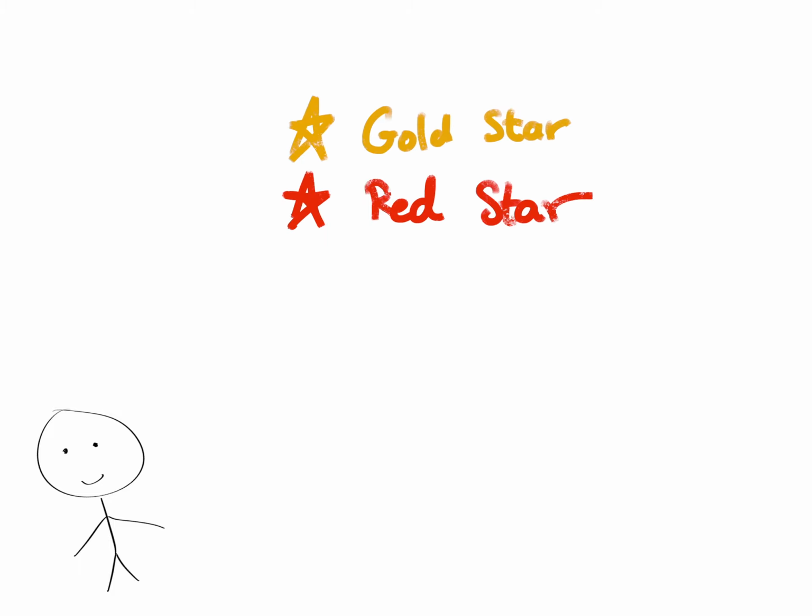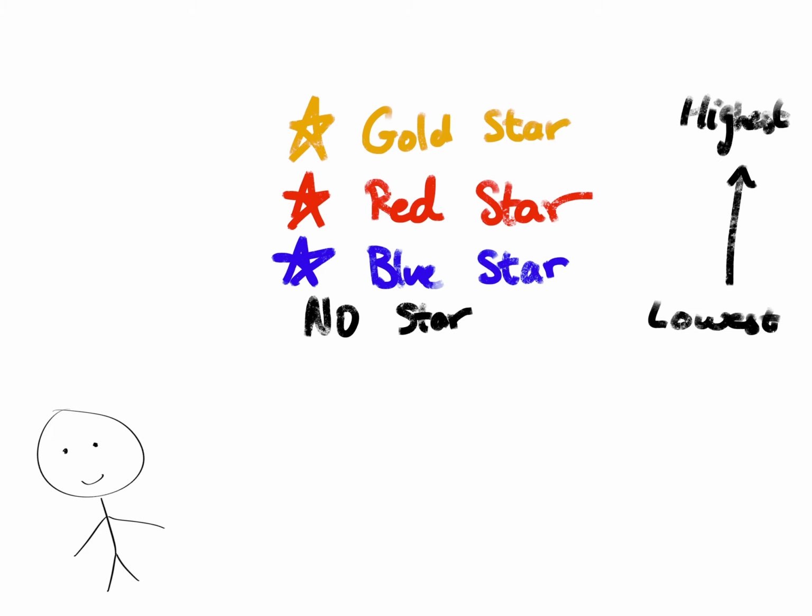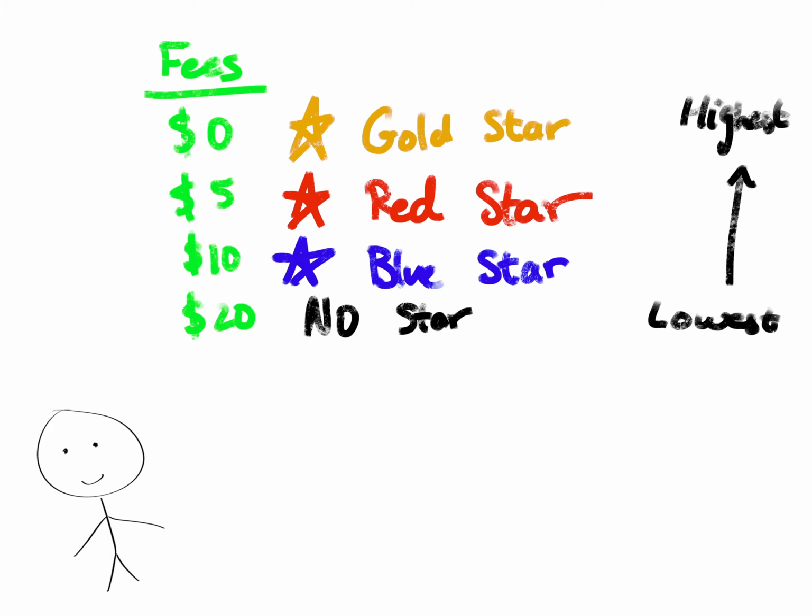Let's say they have different membership levels like gold, red, blue, but you could also have no membership and still shop there. But when you check out, based on your membership level, the store might also charge you a fee that's added to the bottom of your receipt, as shown over here on this green guide.